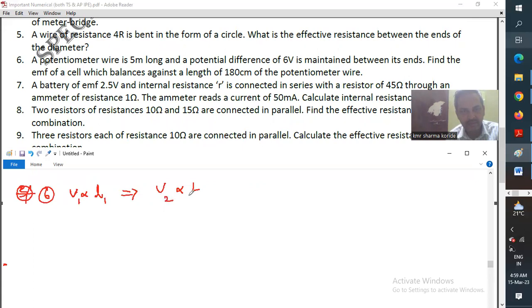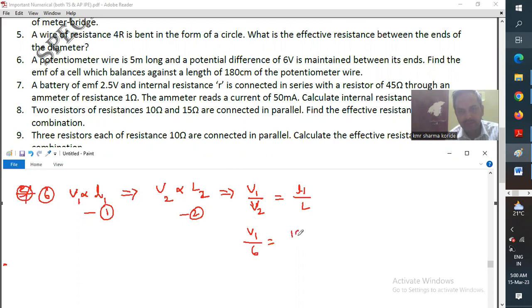This is the second case. So therefore, V1 by V2, first case by second case, is equal to L1 by L2, where L2 is nothing but the total length. So V1 is what you are looking for, and V2 is 6 volts across the total length.